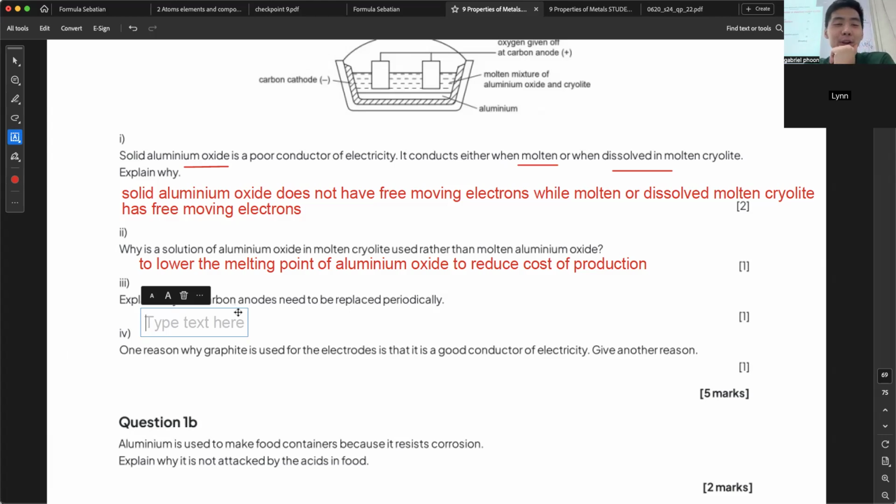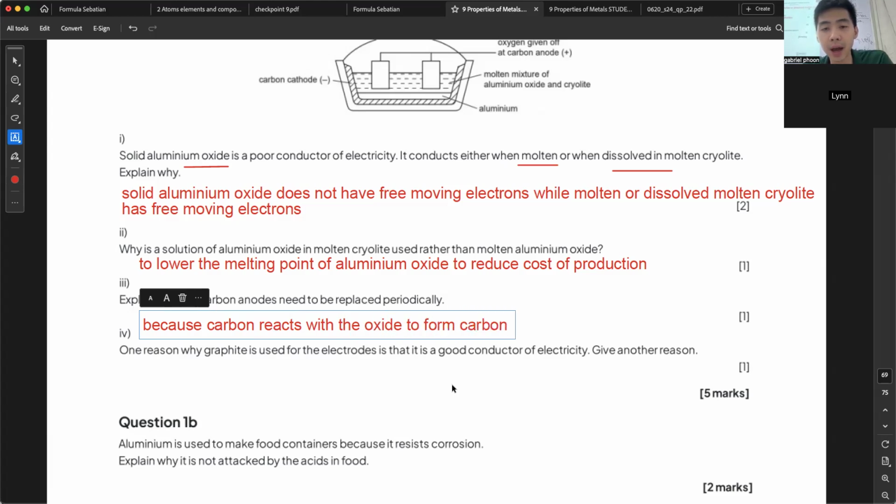Okay, anyways, moving on to the next part. Explain why carbon anodes need to be replaced periodically. What's happening in the carbon anodes? It will corrode and react with oxygen and form carbon dioxide. Carbon reacts with the oxygen to form carbon dioxide and corrode.